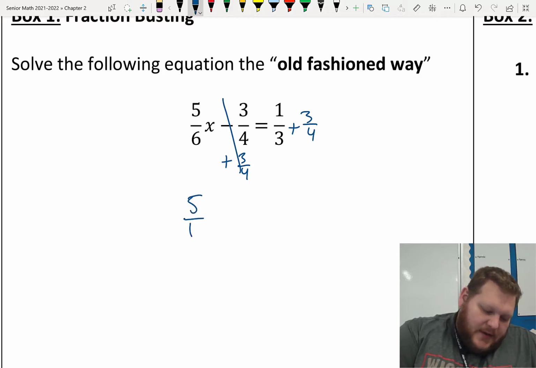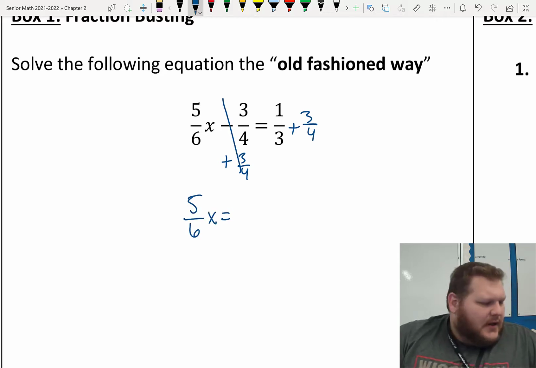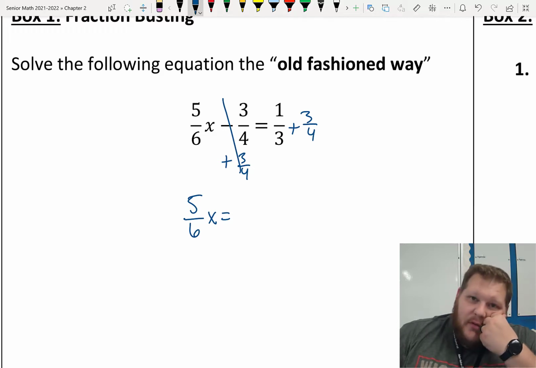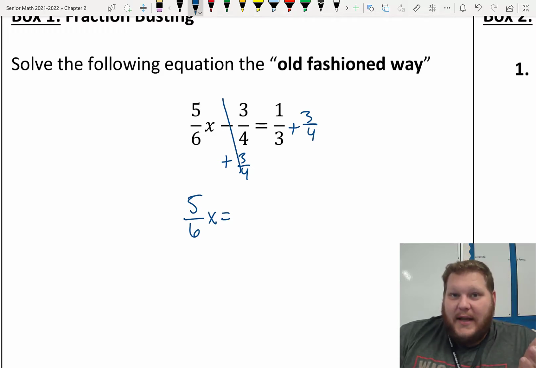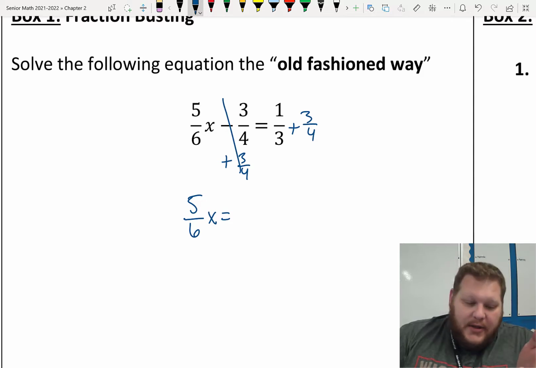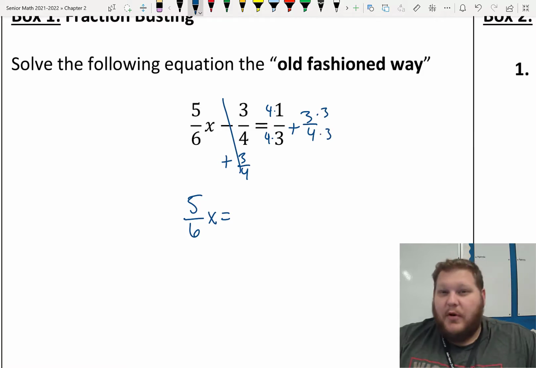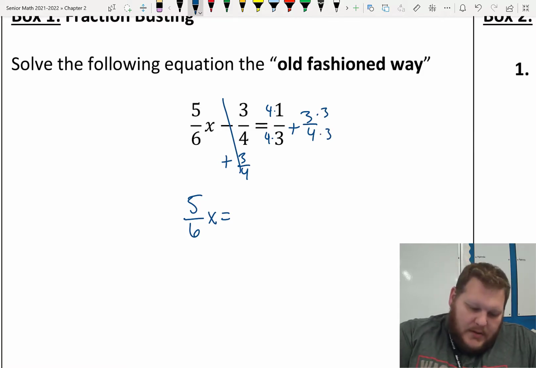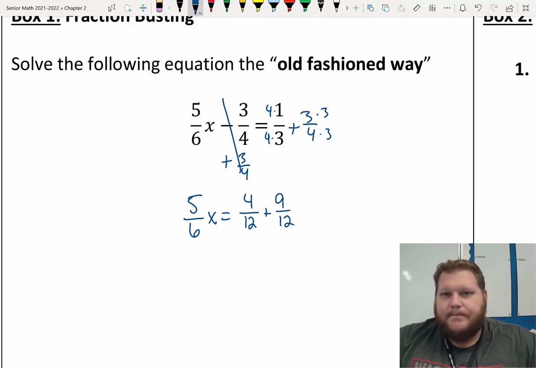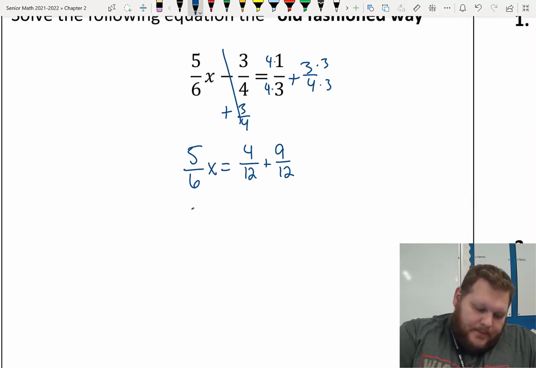That gives us 5 over 6x equals, well, 1/3 plus 1/4. We looked at it last chapter with adding two fractions together. We have to find a common denominator. Easiest one would be 12. If I multiply this first one times 4 and the second one times 3, they'd both be twelfths. So that would be 4 twelfths plus 9 twelfths, which gives me 5/6 x equals 13 over 12.